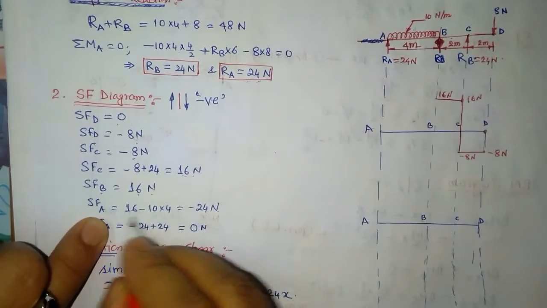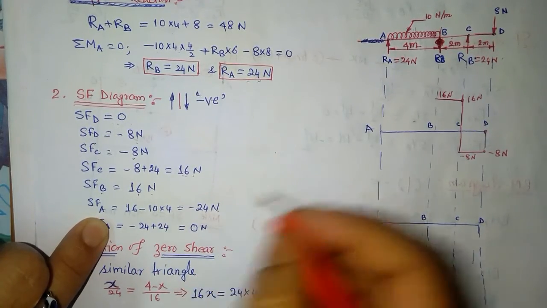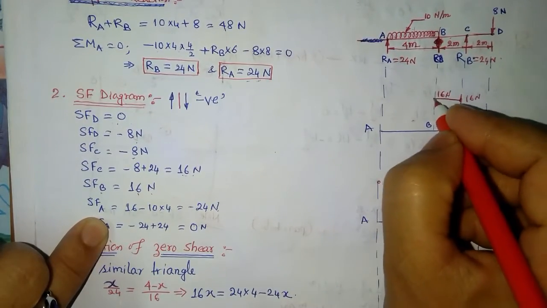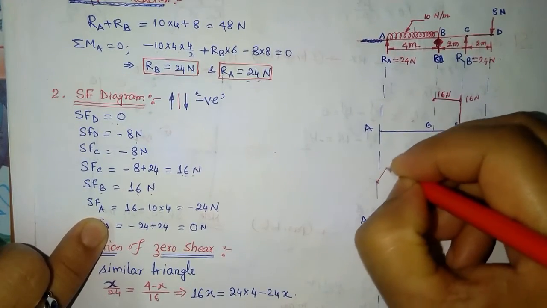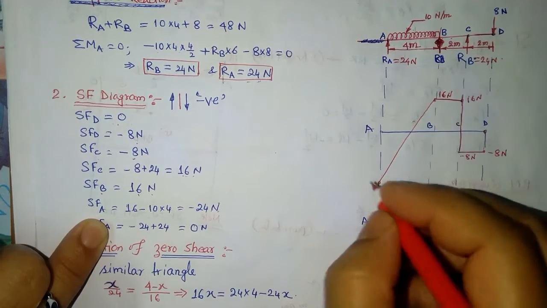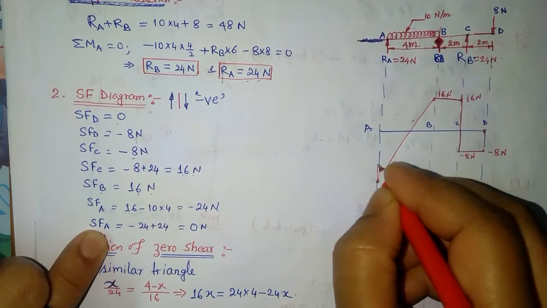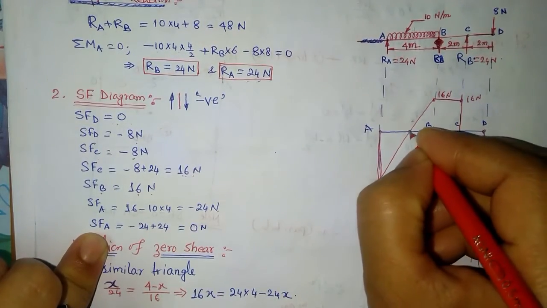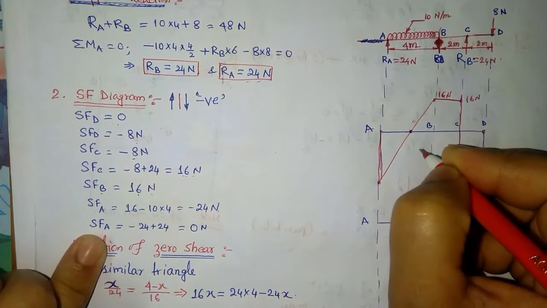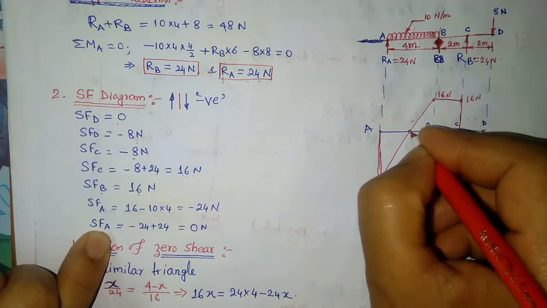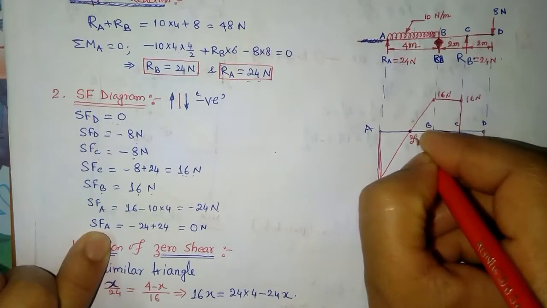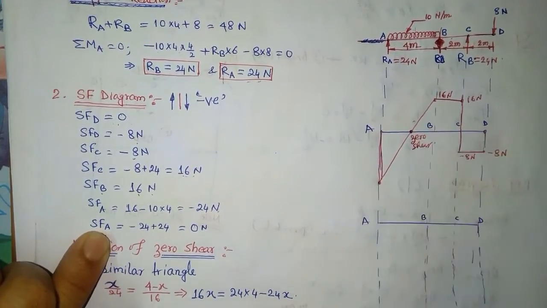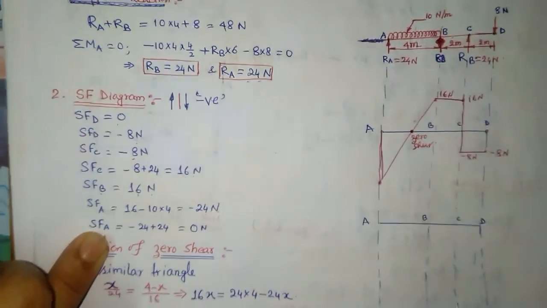Now shear force at A is equal to minus 24, so at A we have minus 24 suppose. So from this to this you join this one, and again shear force at A is equal to 0, so this one. Okay, so here if you see, this is the point at which there will be 0 shear. Basically we need to find the shear force at this point, the 0 shear point.